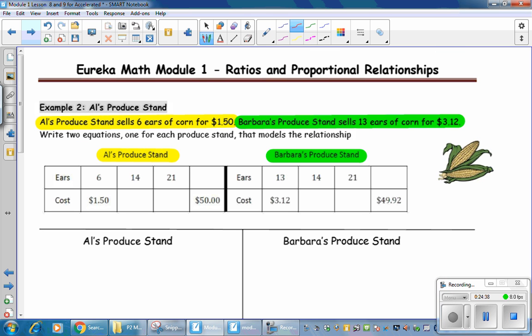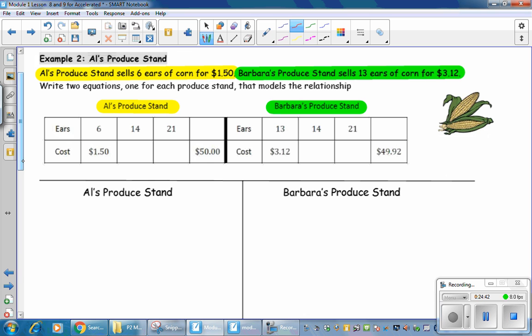In our last example, Al's produce stand. Al's produce stand sells 6 ears of corn for $1.50. Barbara's produce stand sells 13 ears of corn for $3.12. Write 2 equations, one for each produce stand, that models this relationship. So we see in Al's produce stand that we're paying $1.50 for 6 ears of corn.